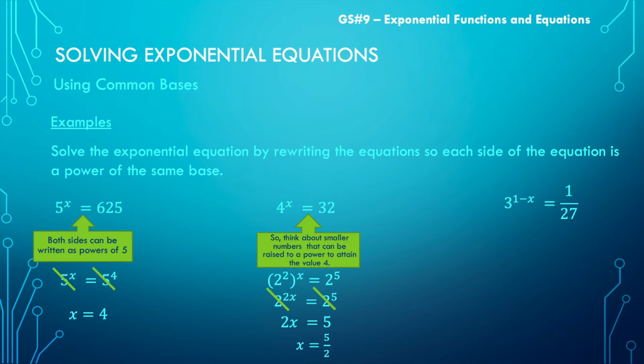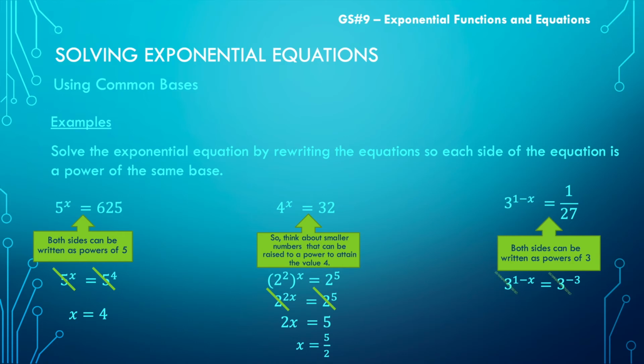Well, we definitely know 27 can, right? Because 27 is 3 cubed. But what's going to make that go down to the denominator? That's going to be a negative exponent. So we can say that 1 over 27 is the same as 3 to the negative 3rd power. And then we've got both sides written as powers of the same base.